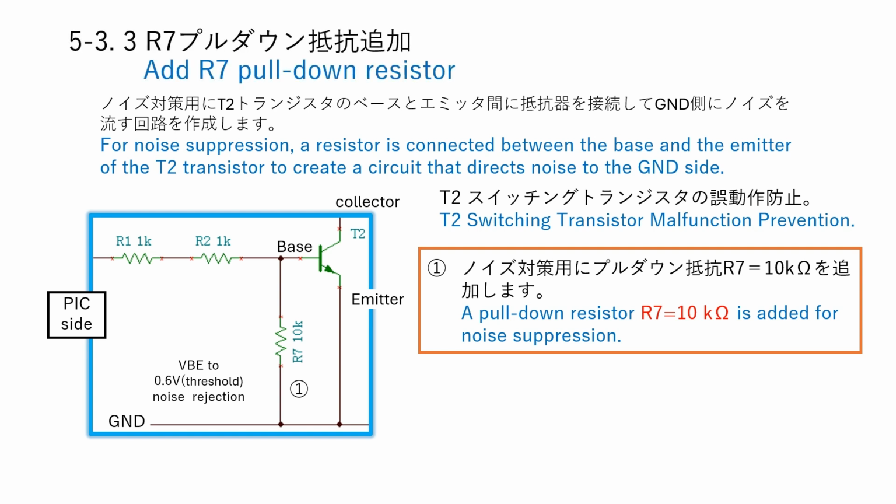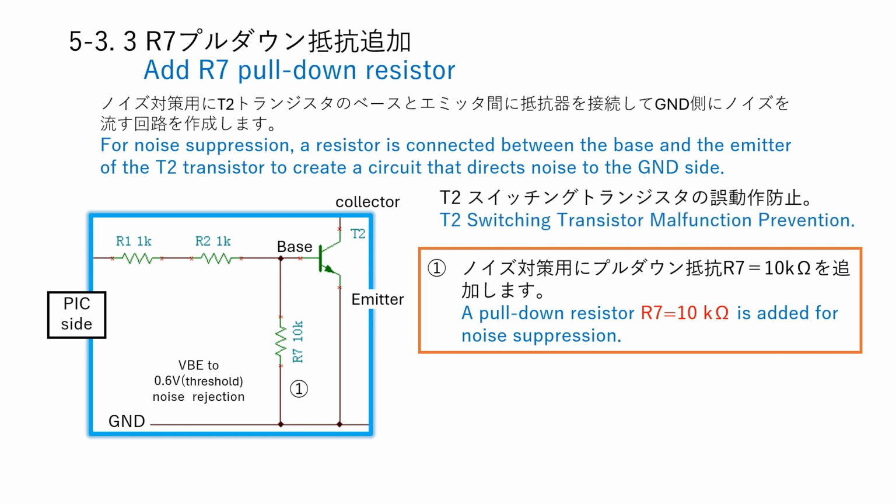5-3.3 Add R7 pull-down resistor. For noise suppression, a resistor is connected between the base and the emitter of the T2 transistor to create a circuit that directs noise to the ground side. T2 switching transistor malfunction prevention.